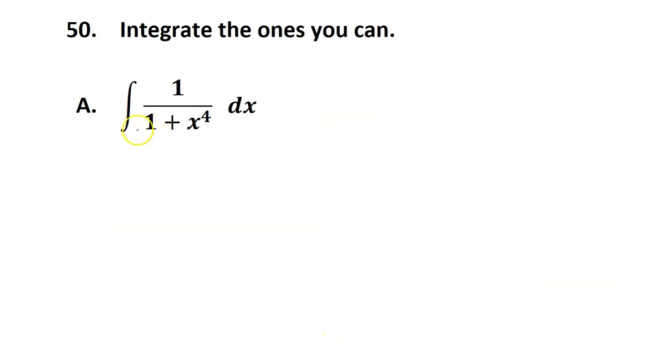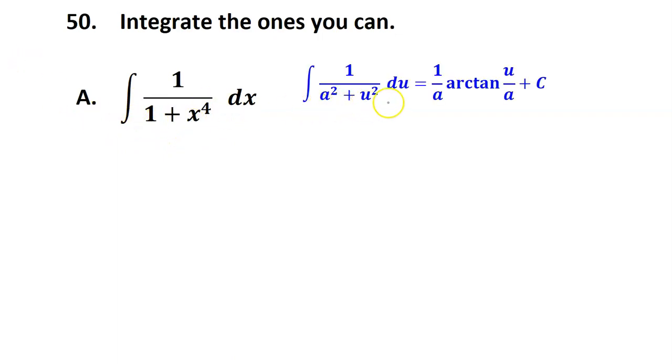Let's do 3 more. For number 50, part A, I'm noticing that the degree of the denominator beats the degree of the numerator by 4. So that indicates that probably this is going to be an inverse trig function, and specifically it's reminding me of the arctangent rule because there is no square root and it is a plus. Let's take a closer look at this arctangent rule.